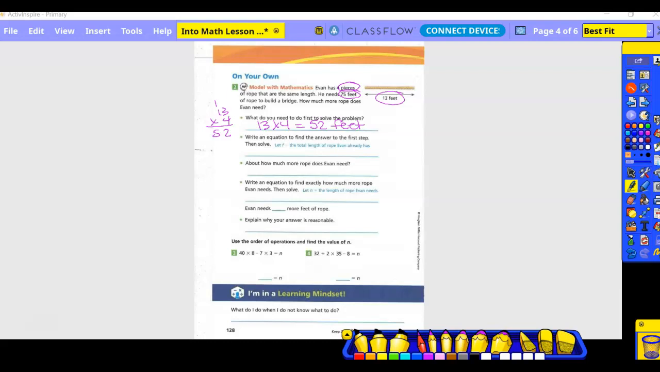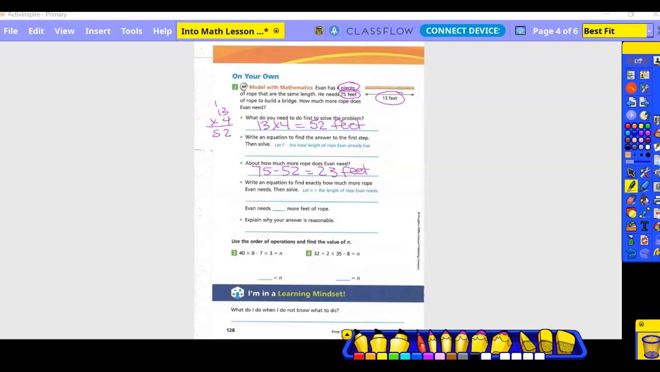Oh, and we just did the second part, we ran an equation to find the answer to the first step. So we just did that. Then, how much more rope does Evan need? Okay, so he needs a total of 75, but he only has 52. So we need to take 75 minus 52, which gives us 23 feet.